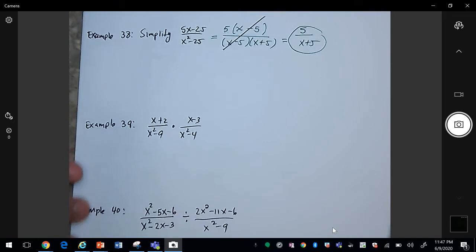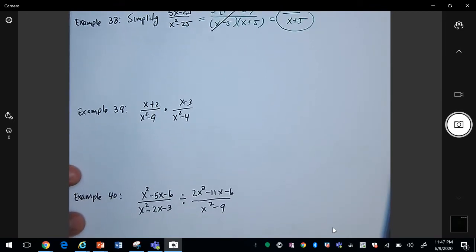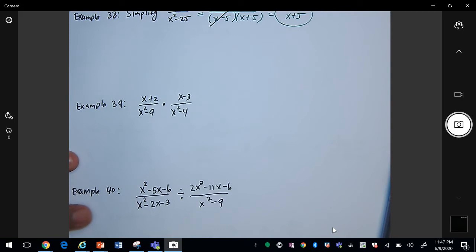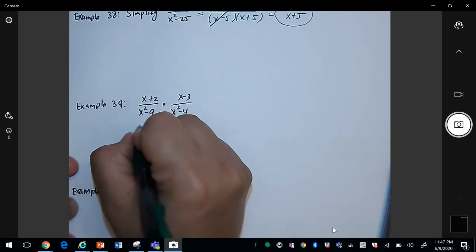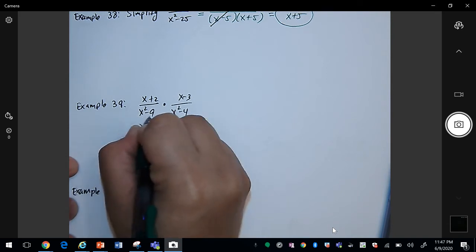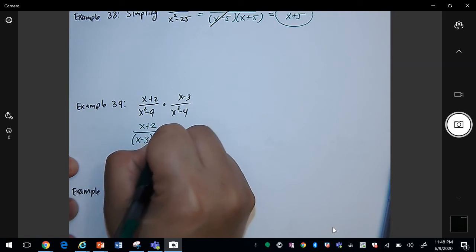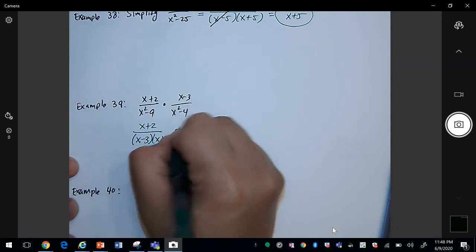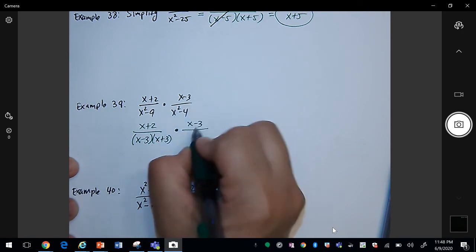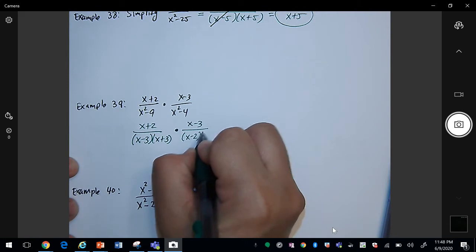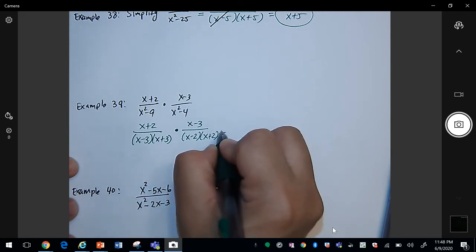Example 39. We're going to multiply rational functions. In order to multiply, we first want to rewrite these rational expressions in simplified form. So x plus 2 is already factored. X squared minus 9, we can write as x minus 3 times x plus 3, times, we have x minus 3 here. X squared minus 4 can be written as x minus 2 times x plus 2.